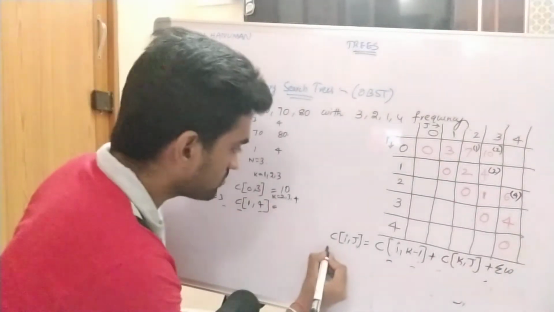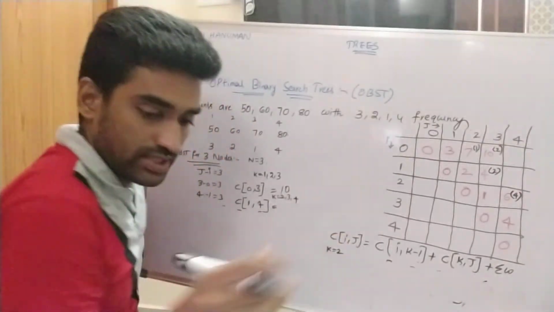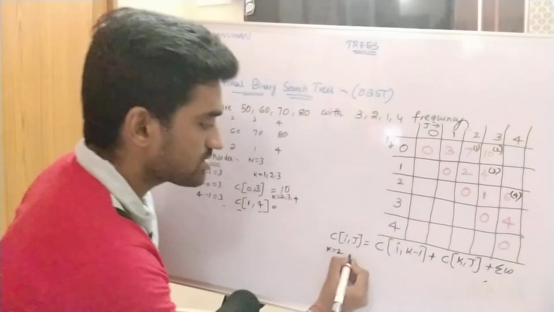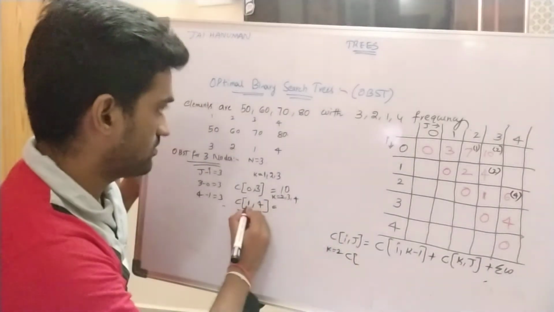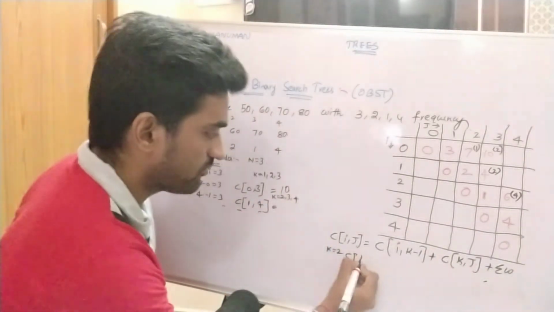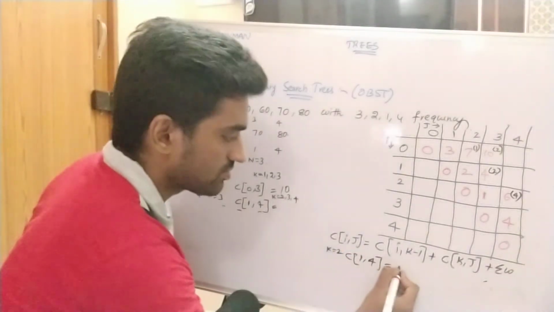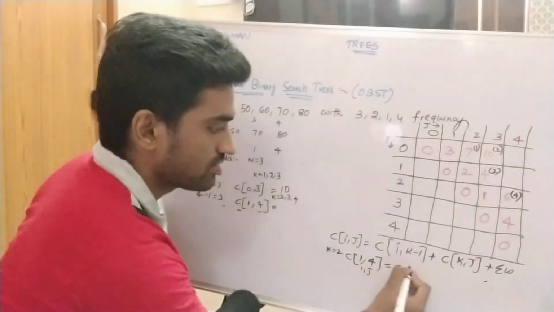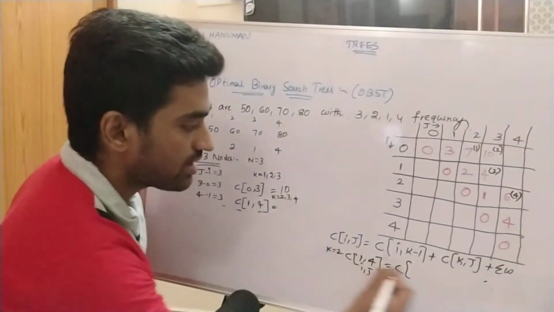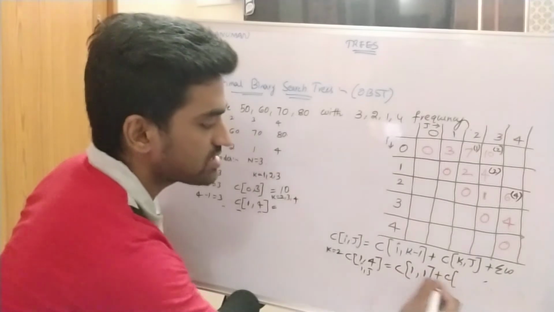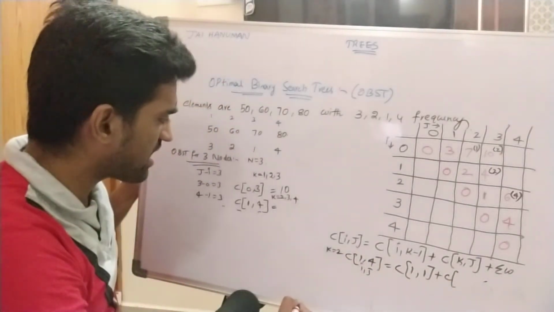When k equal to 2, cost of 1 comma 4. This is i, this is j. So cost of i comma k minus 1, 2 minus 1, that is 1 comma 1, plus cost of k comma j, what is the k value?